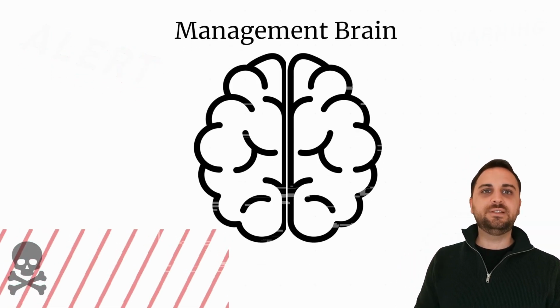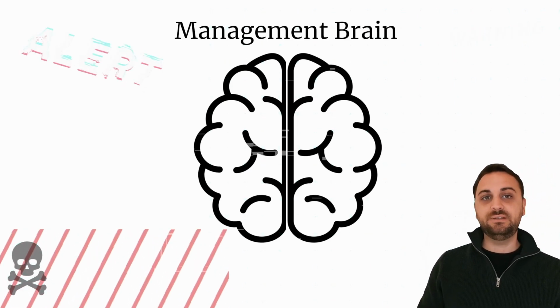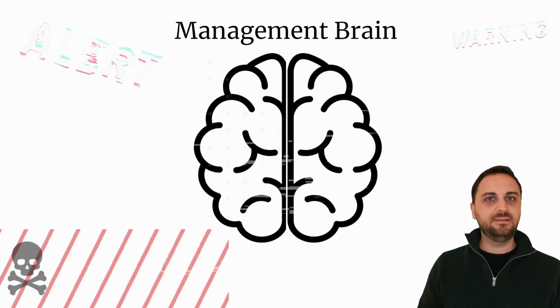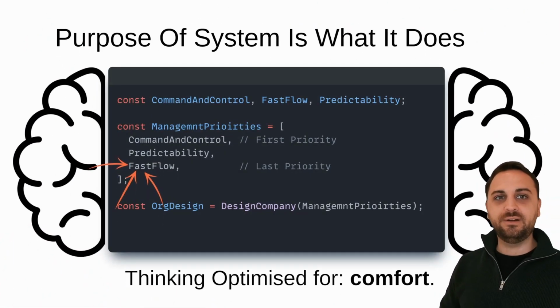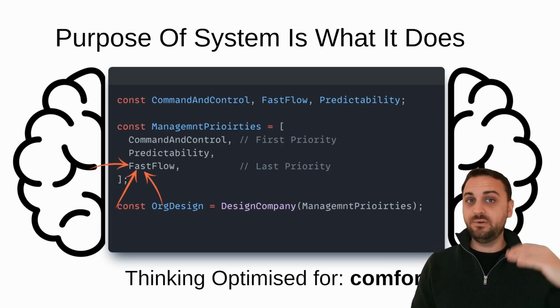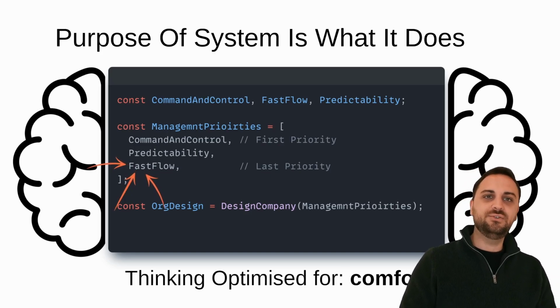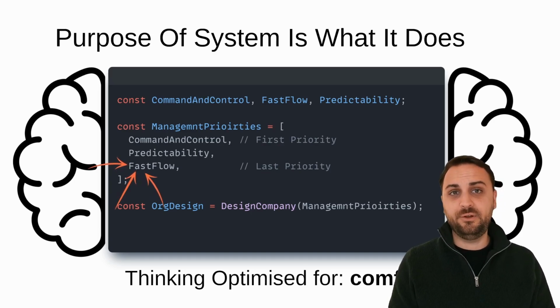Let's have some fun, right? Let's hack in to the brain of whoever's managing this company and see if we can change their mind. So somehow we hack in, open up the software in their brain and say, okay, well, let's take a look at your priorities as a manager. Management priority 1, that's an ordered array, right? So the first one in there, first priority, command and control, right? And we saw that was quite evident. Predictability came in second, and then fast flow. If there was room for fast flow, we put it in.